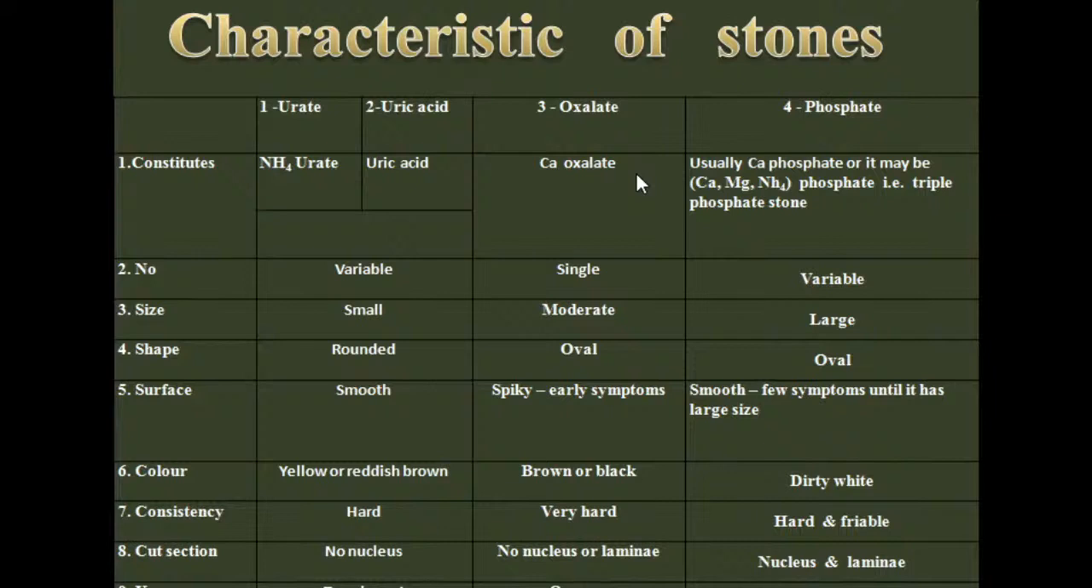And phosphate, usually calcium phosphate, it may be other combinations. Variable number, large stones, oval, smooth. Few symptoms because it has large size. Dirty white color, hard and friable. Nucleus and laminas.